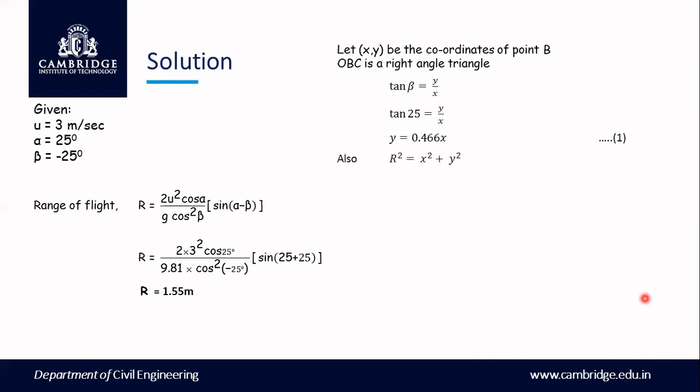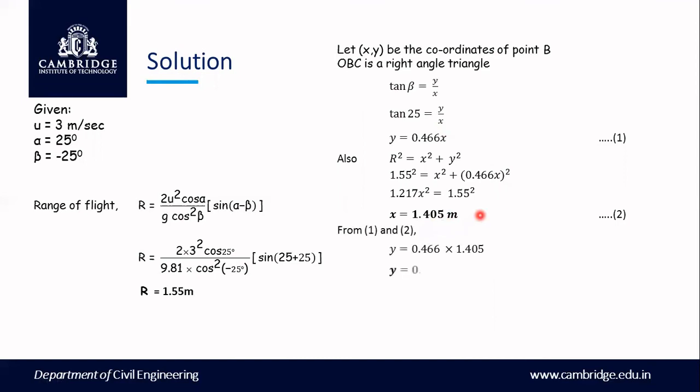Also, we know that r square is equal to x square plus y square. So substitute r, that is the range, 1.55 square. Y in terms of x we can substitute here, 0.466x whole square. If you do that, you will get a quadratic equation, and you can find out x is equal to 1.405 meter. Substitute back in equation number 1. You get y is equal to 0.654 meter.